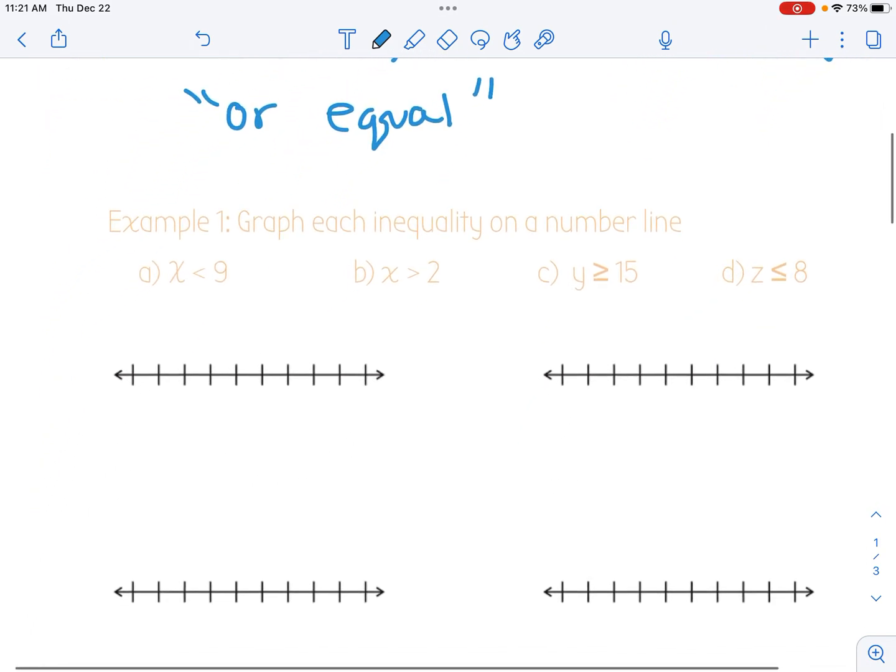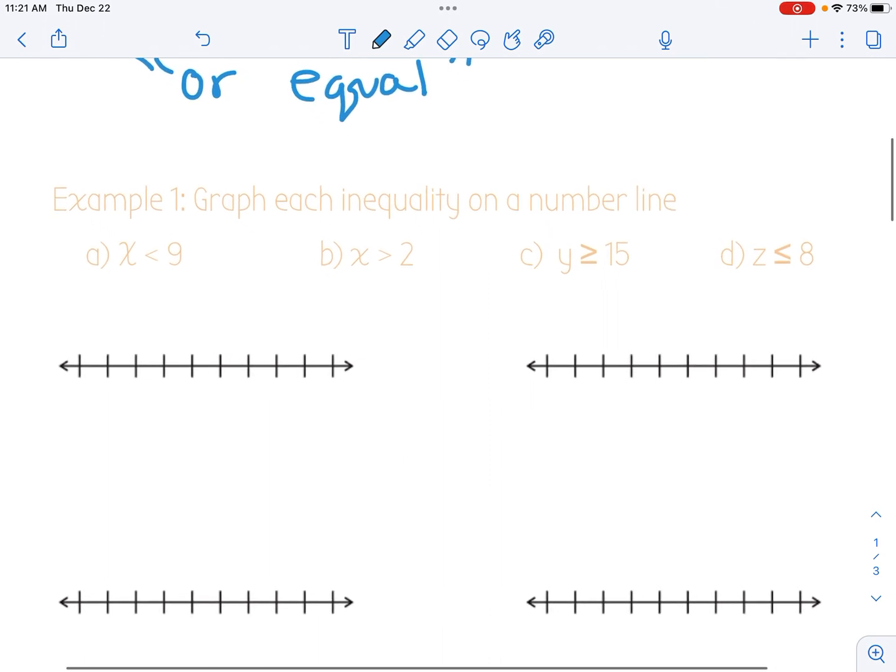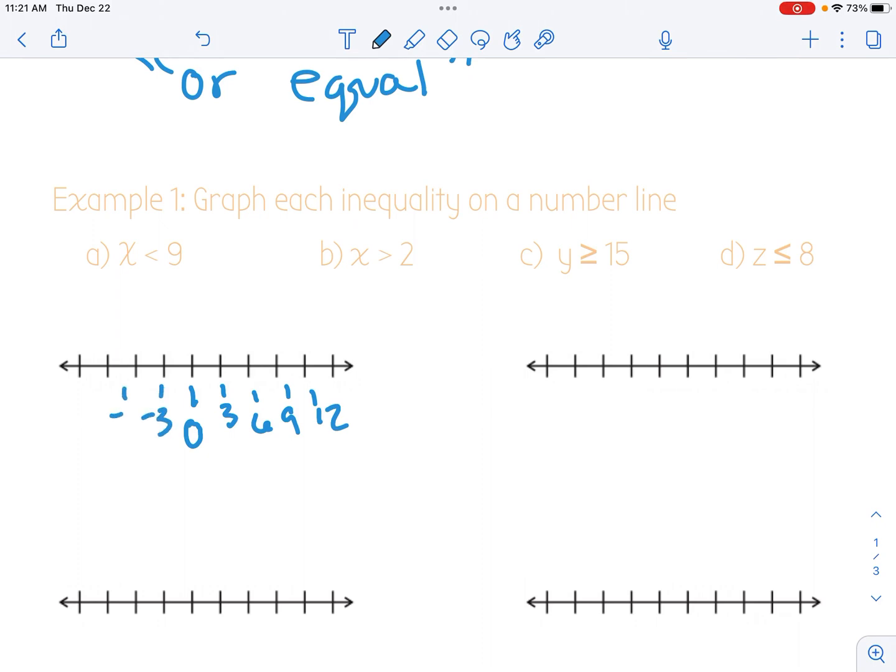Graph each inequality on a number line. A says x is less than 9. I'm going to put 0 down here. It doesn't have to be exactly in the middle. Then I'm going to count up by 3, since I don't have enough room to go by ones. On the other side of 0, I'm going to do the opposite: -3, -6, -9, -12.